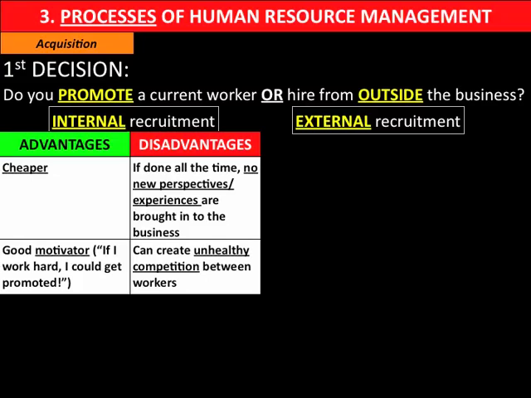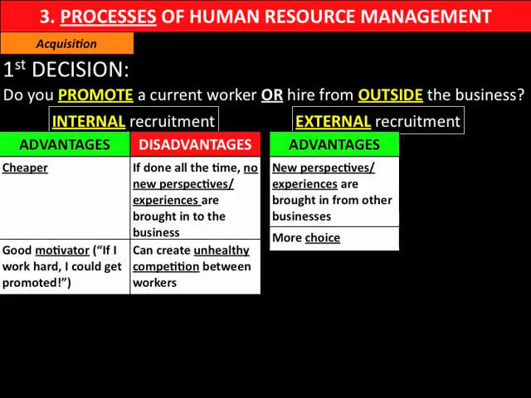When it comes to external recruitment, hiring someone from outside the business, the advantage is you're going to get that new perspective. You're going to get that fresh set of eyes, that other set of experiences that are going to be brought in from another business, hopefully from a competing business, because you're probably going to be hiring someone who used to work for your competitor. So you want to find out what used to go on there, what was their way of doing things. It also means that you have a lot more choice, because you're not just choosing between the two people who have gone for the job inside the business. You could be choosing from hundreds of different people, and having more choice is going to give you more options.